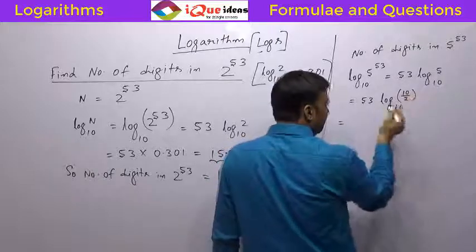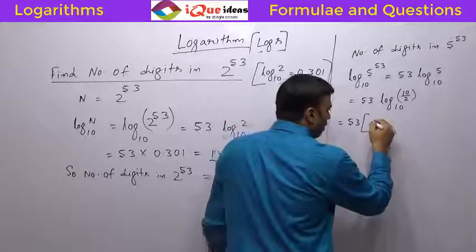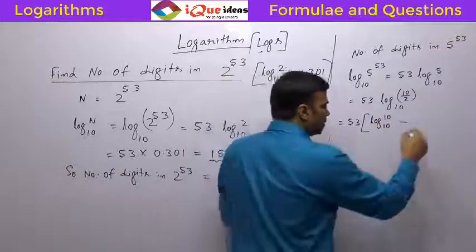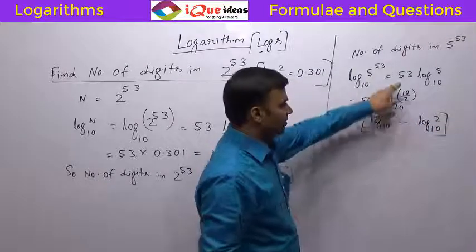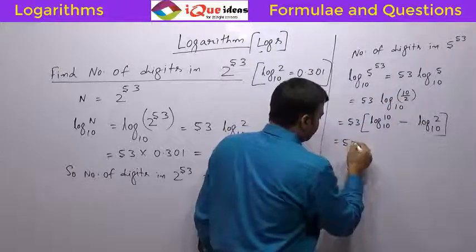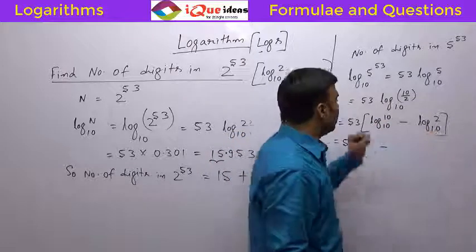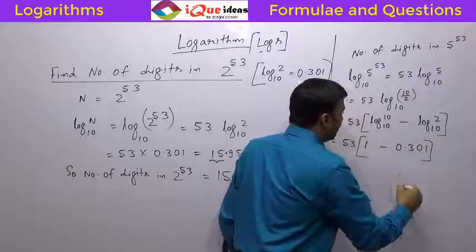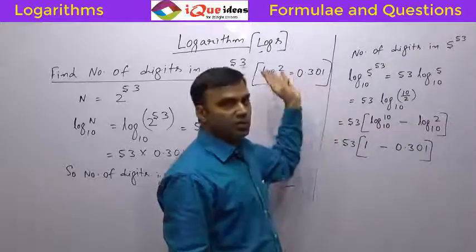Now, because it is a division, we can separate them. So 53 is completely outside, and inside we will have log 10 to the base 10 minus log 2 to the base 10. I hope you remember the rules, second rule. So x by y, that means log x minus log y, base should be same. Now see, this is 53 into log 10 to the base 10 is 1 minus log 2 to the base 10 is 0.301. So in the beginning you must be thinking that log 5 is required. You can actually calculate log 5 if log 2 is given.